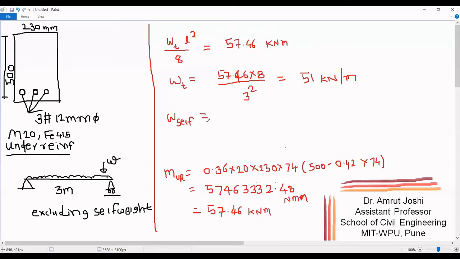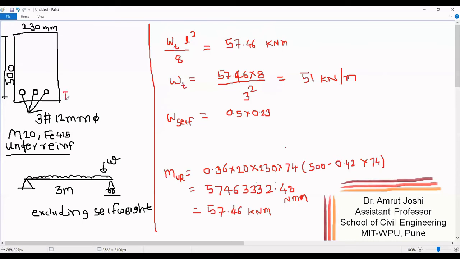To calculate UDL due to self weight, we will consider 1 meter long chunk of this beam. So cross sectional dimensions are 0.5 multiplied by 0.23. Now we need to be a little careful here, as this 500 is given as effective depth.